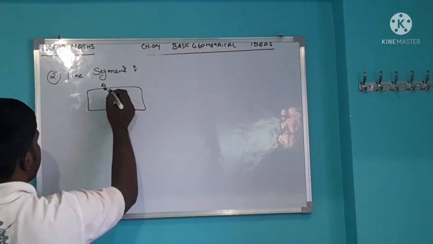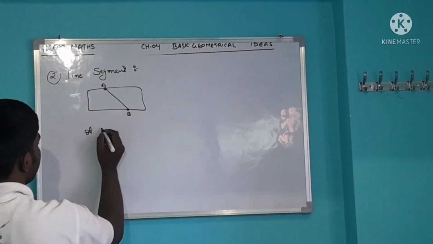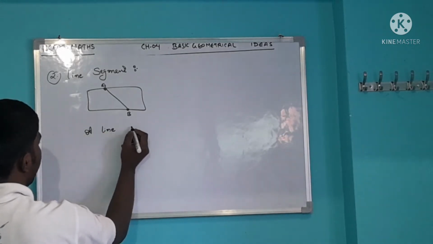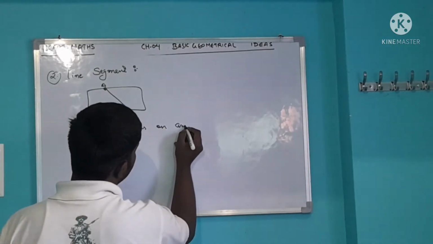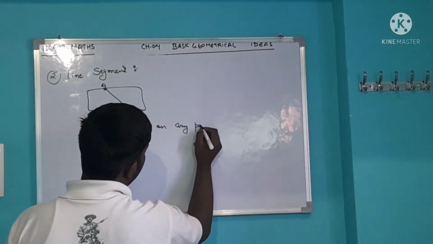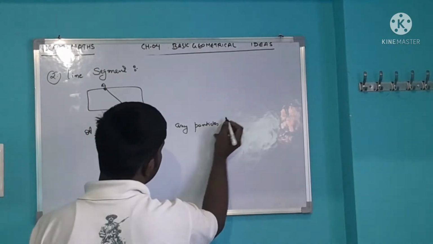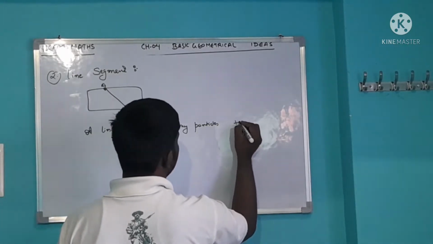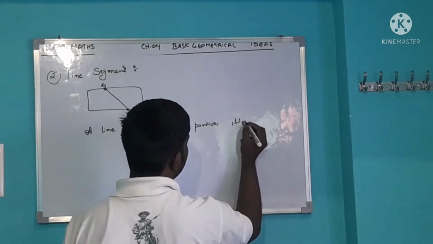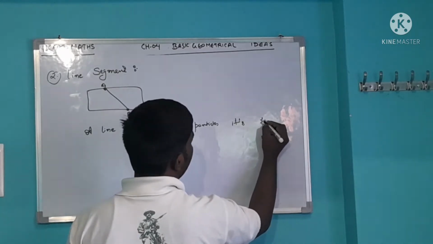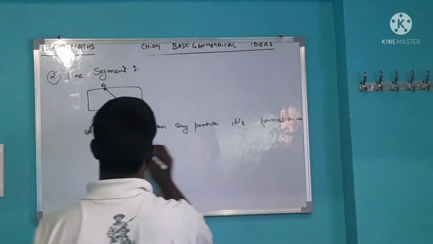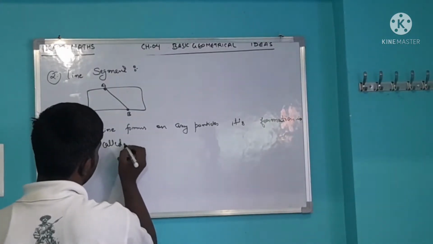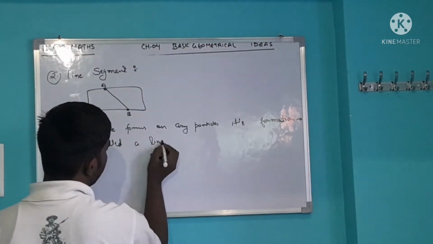So a line segment is basically a line formed between any two points. Its formation is called a line segment.